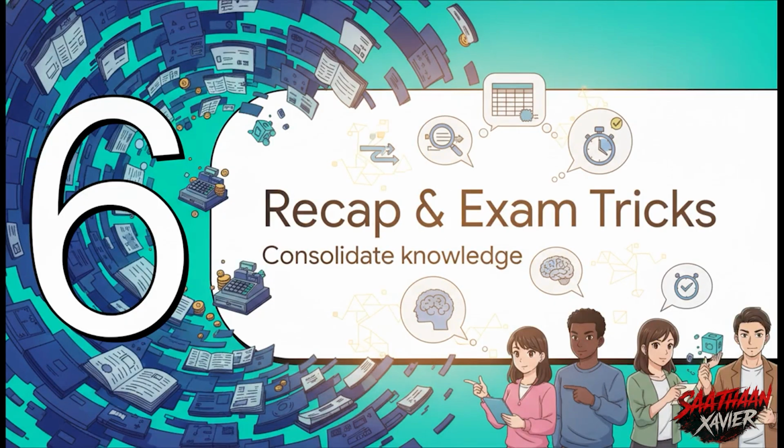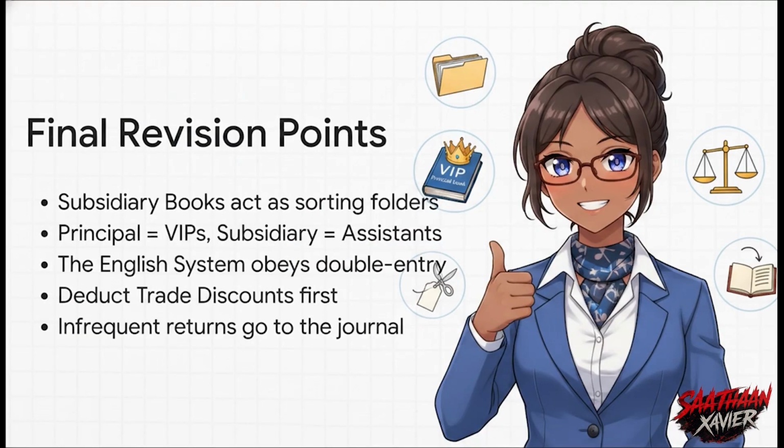And finally, Section 6, Recap and Exam Tricks. Let's lock this all into your fast recall memory. Keep these 5 points in your mental back pocket, and you will absolutely breeze through any conceptual question on this topic. Number 1, you are just sorting transactions into the right folders before sending them to the ledger. 2, principal books are the VIPs, subsidiary books are the assistants.